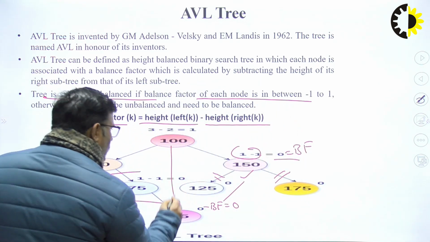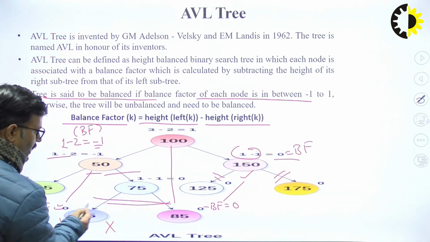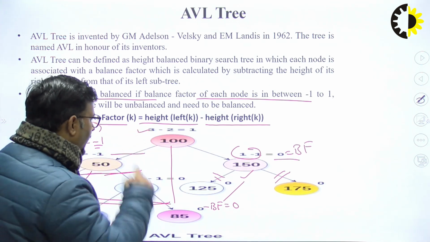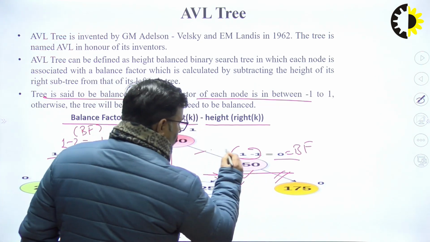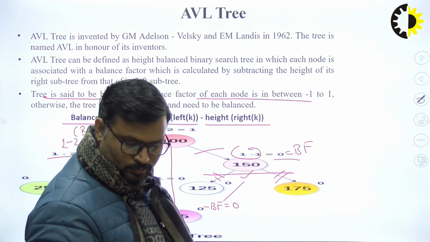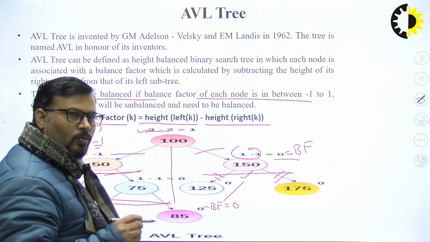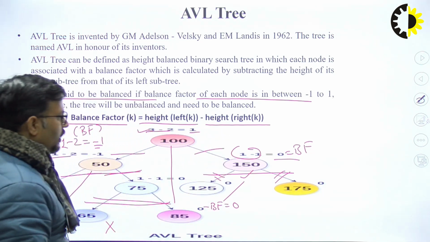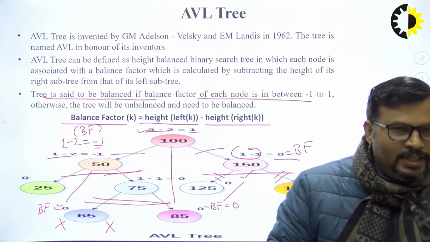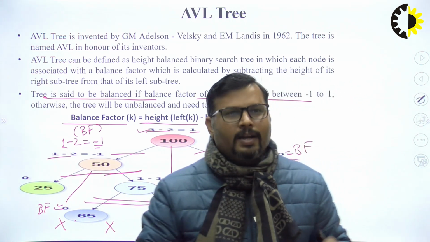Again we check. The height of the left subtree of node 100 is 1, 2, 3, which means the height of the left subtree is 3, and the height of the right subtree is 1, 2, so 2. Then 3 minus 2 is 1. So this is the balance factor, which means the balance factor is equal to the height of the left subtree minus the height of the right subtree.